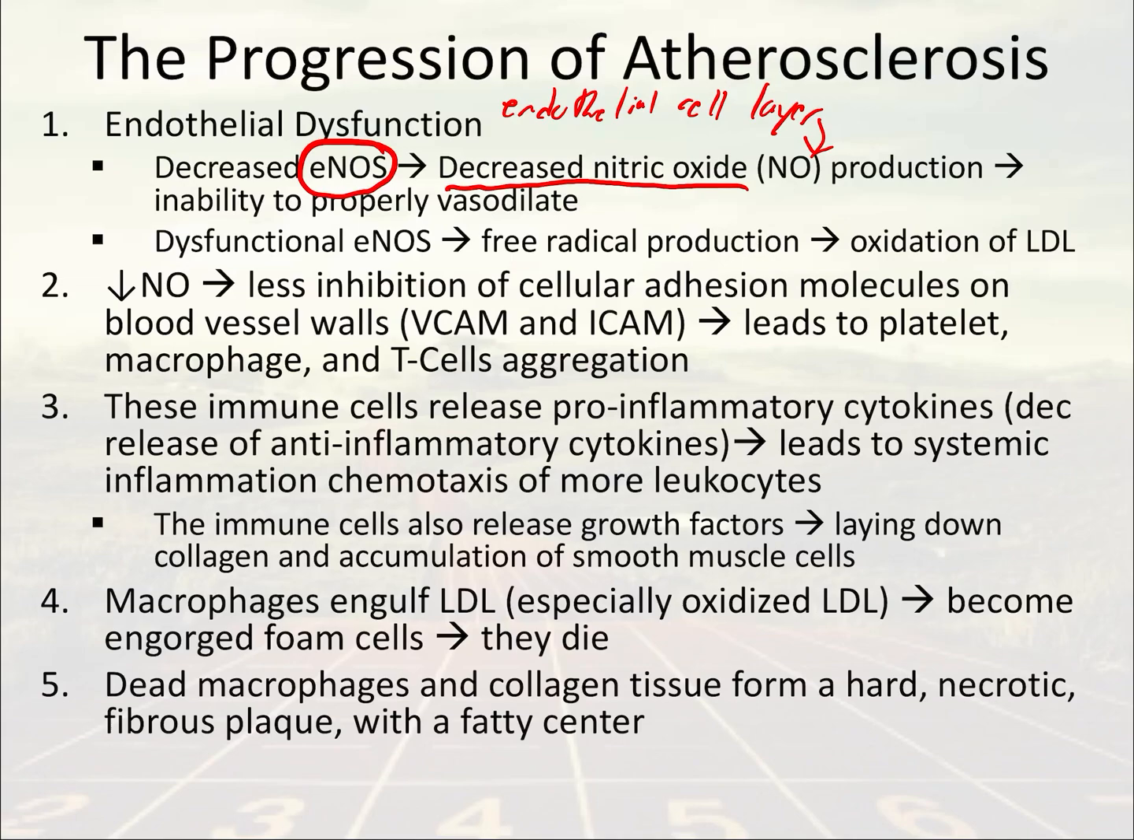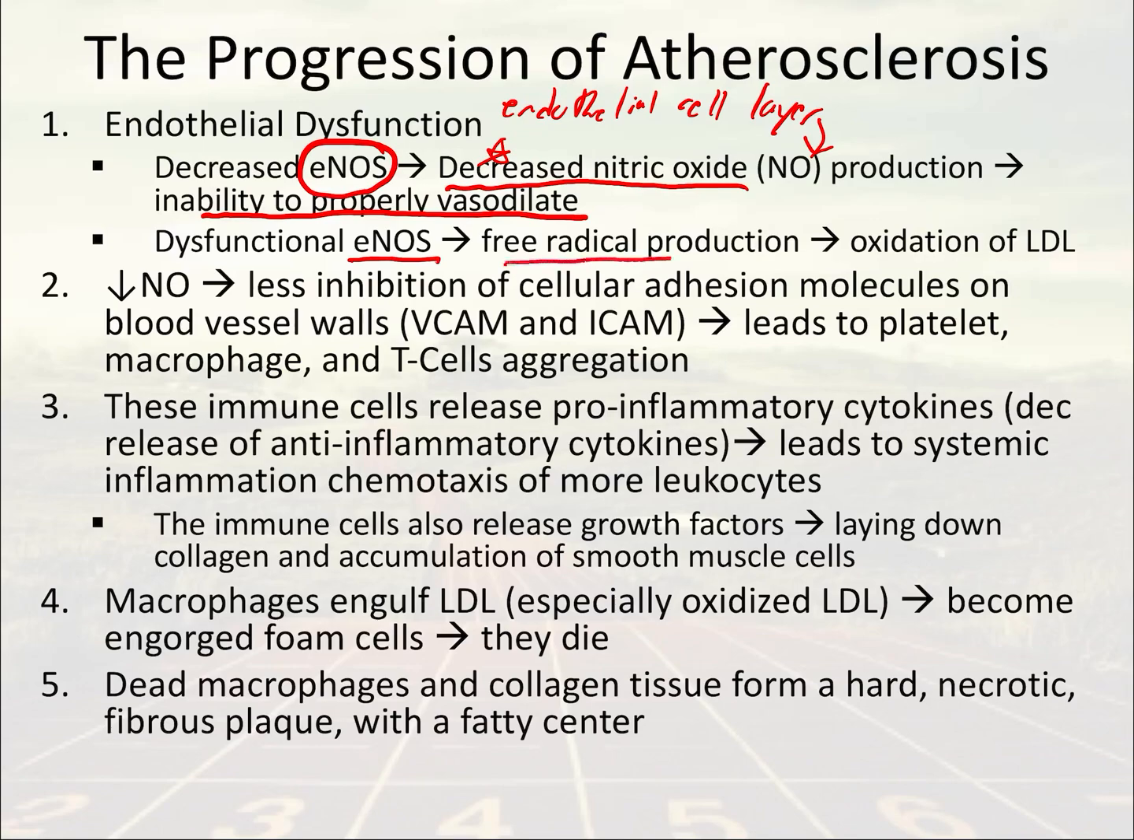Okay, so in endothelial dysfunction, we see decreased eNOS levels, which leads to decreased nitric oxide levels. One thing that does is lead to an inability to properly vasodilate, because nitric oxide is a vasodilator, so we can't open up blood vessels as well. Another thing is that dysfunctional eNOS, instead of producing nitric oxide, produces free radicals.